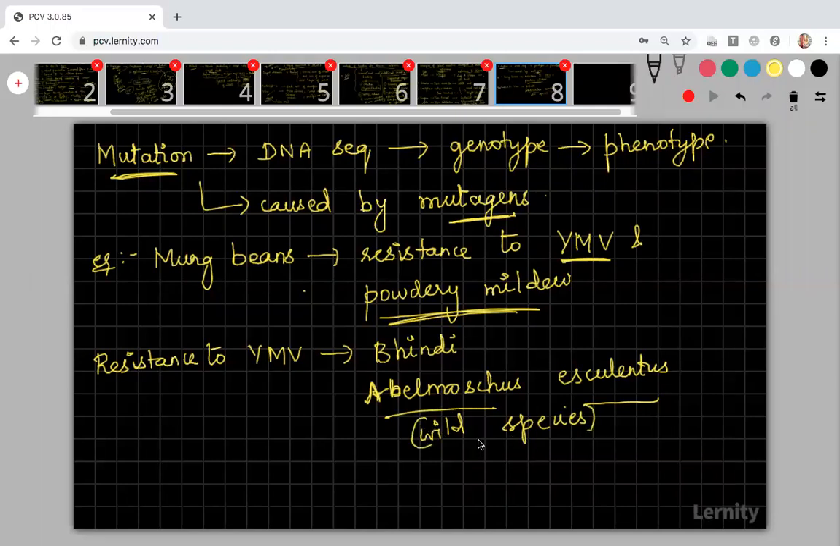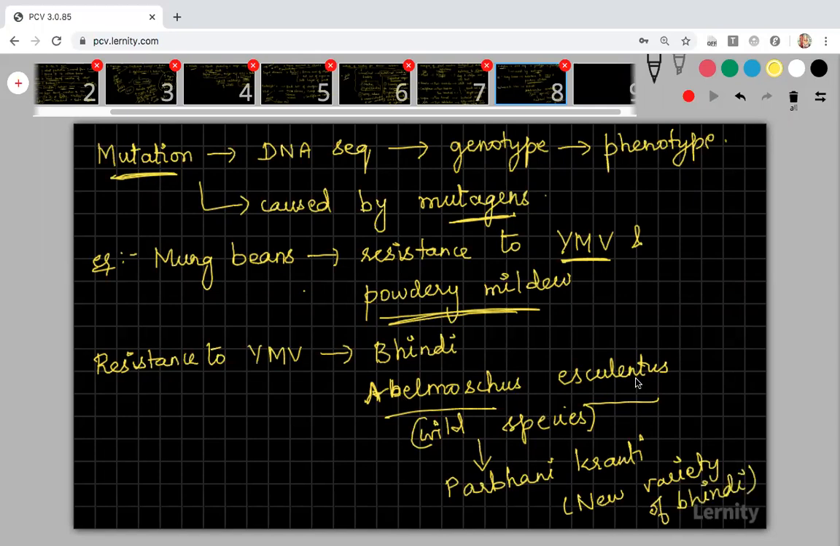From this variety, a new variety was created, and that is called Parbani Kranti. Okay, so this is said to be a new variety of bindi. This new variety was created from its wild species called Abelmoschus esculentus, and it is said to be resistant to yellow mosaic virus. The new variety is called Parbani Kranti.